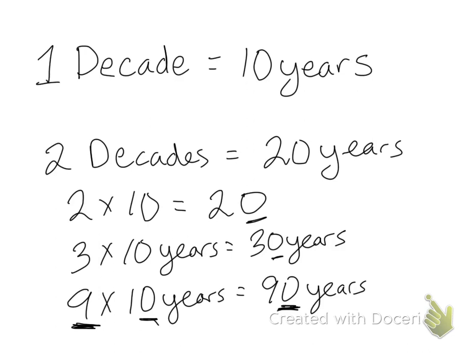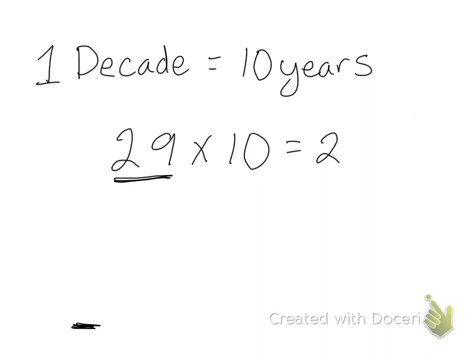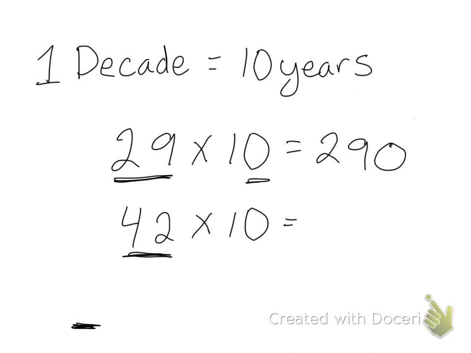Okay, so if I have, for example, 29 times 10, or 29 groups of 10, my answer will be the number I multiply by, so 29, with a 0 at the end of it. So 29 times 10 is 290. What about 42 times 10, or 42 groups of 10? Well, my answer will be 42 with a 0 at the end. So 42 times 10 is 420.